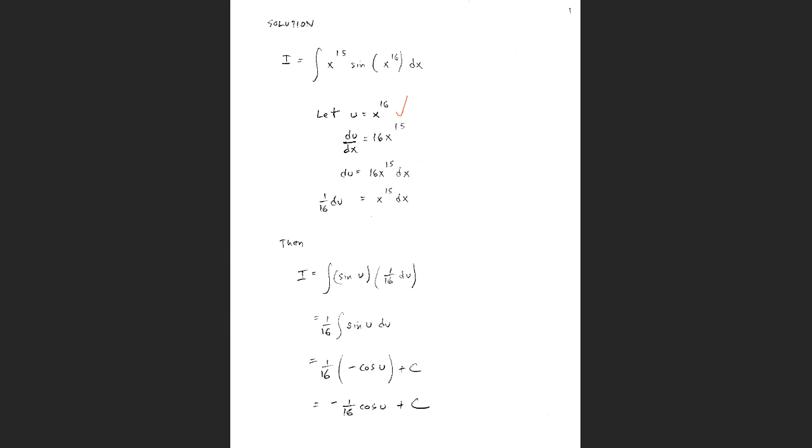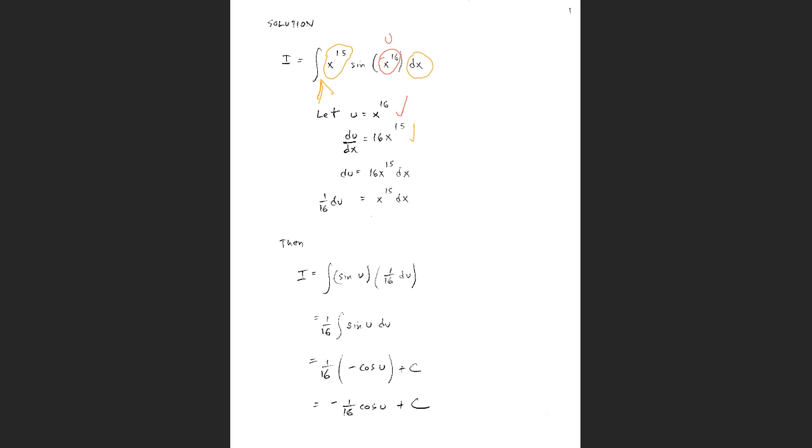So now I have the sine of u, and what's left? x to the 15th dx. I have to write that part of the integral with respect to u. Well, okay, du dx, the derivative of x to the 16th power, is 16 times x to the 15th power. But I don't want 16x to the 15th power. I want just 1x to the 15th power.